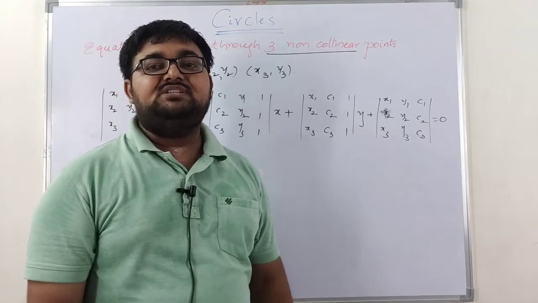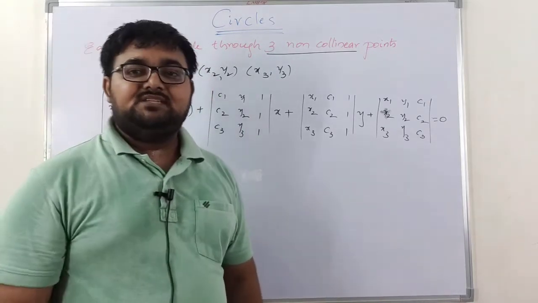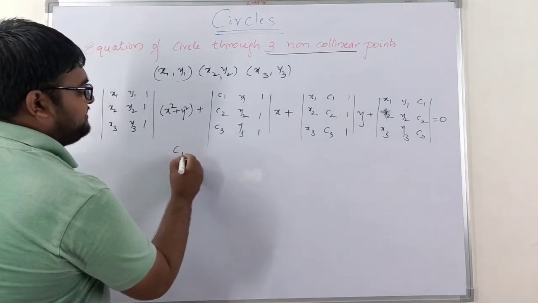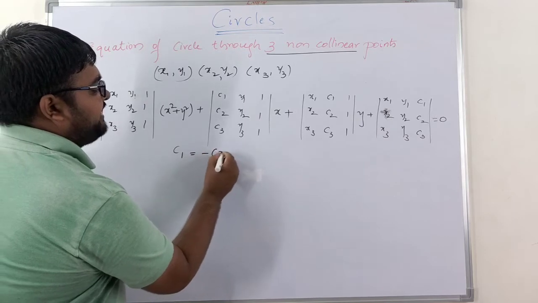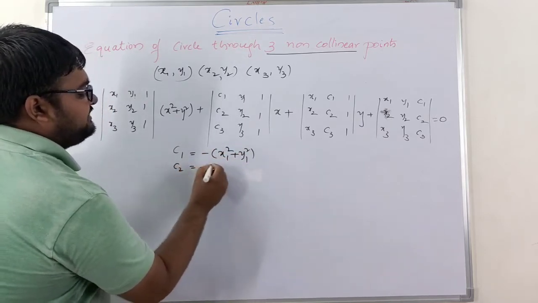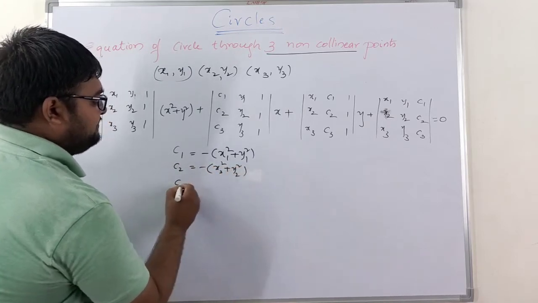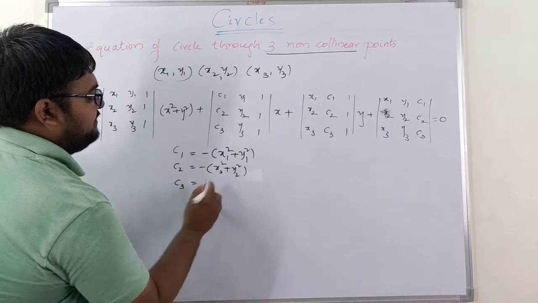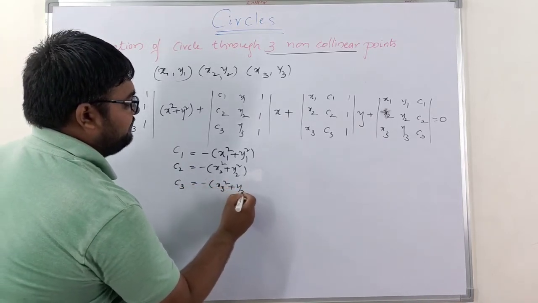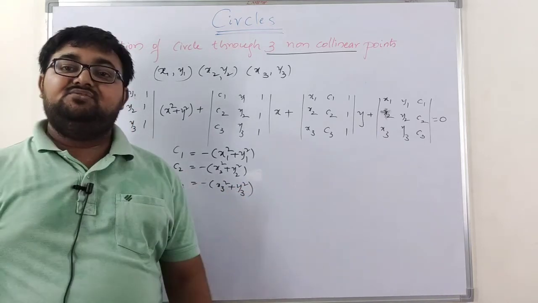Now what is c1 c2 c3? So here we have replaced with C1, C2, C3. So what is C1, C2, C3? See here, C1 is equal to minus of x1 square plus y1 square, C2 is nothing but minus of x2 square plus y2 square, C3 is nothing but minus of x3 square plus y3 square. So these are nothing but the values of C1, C2 and C3.